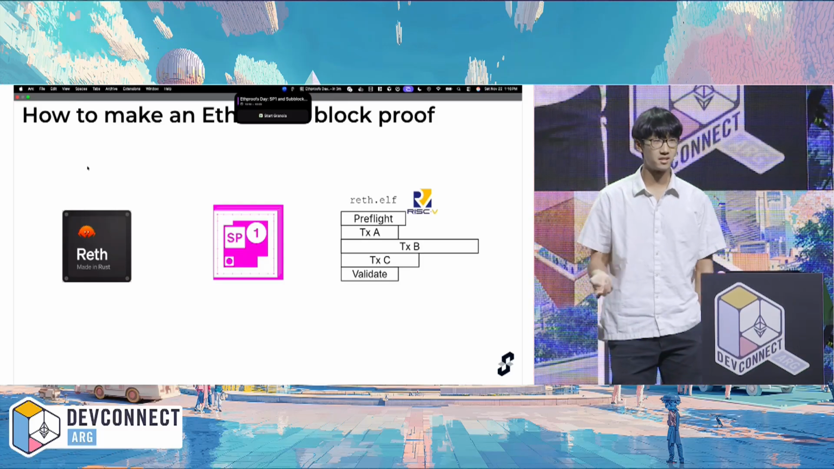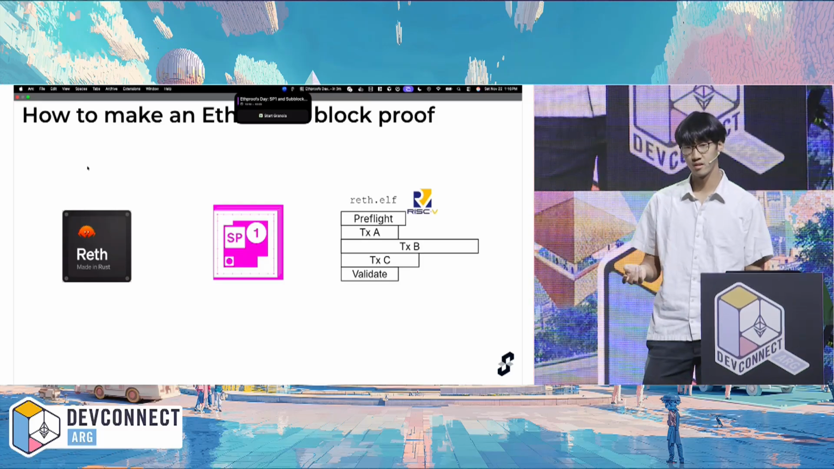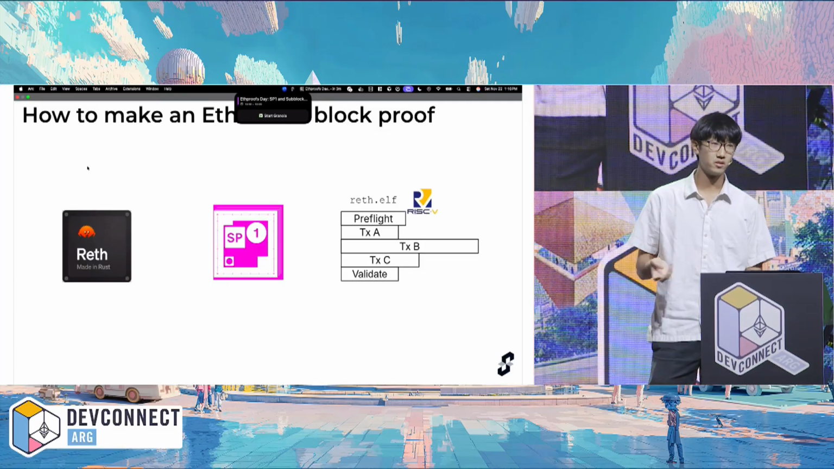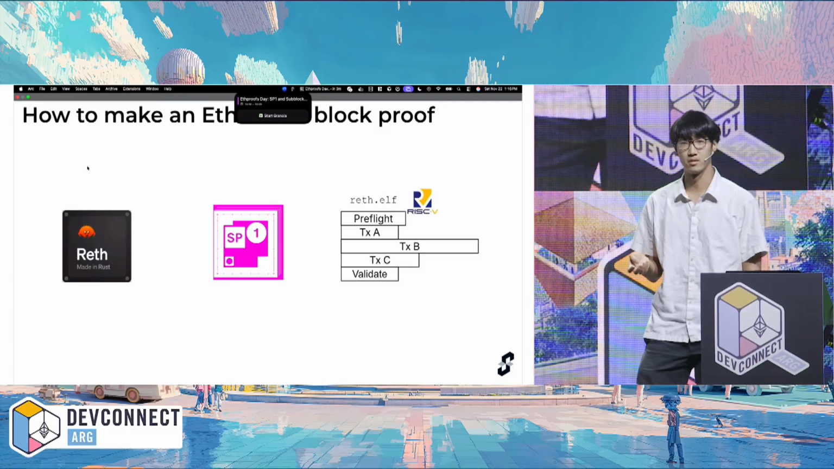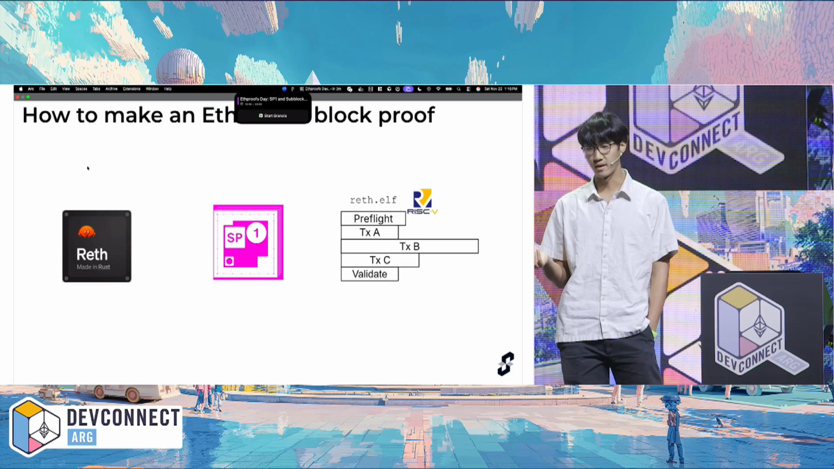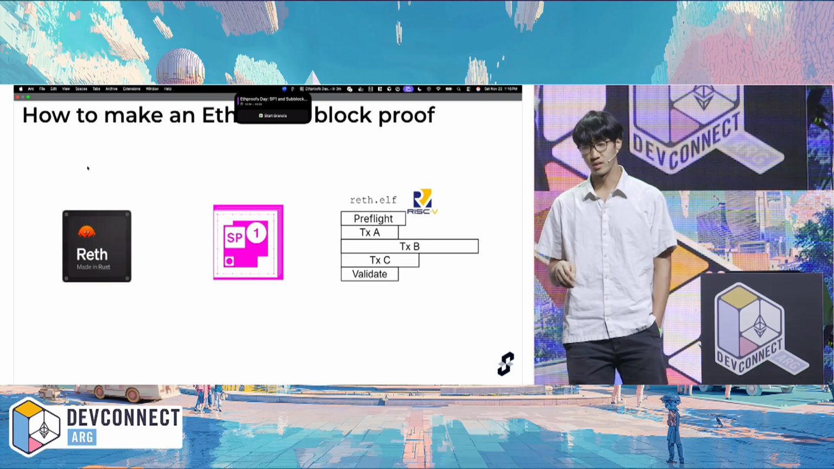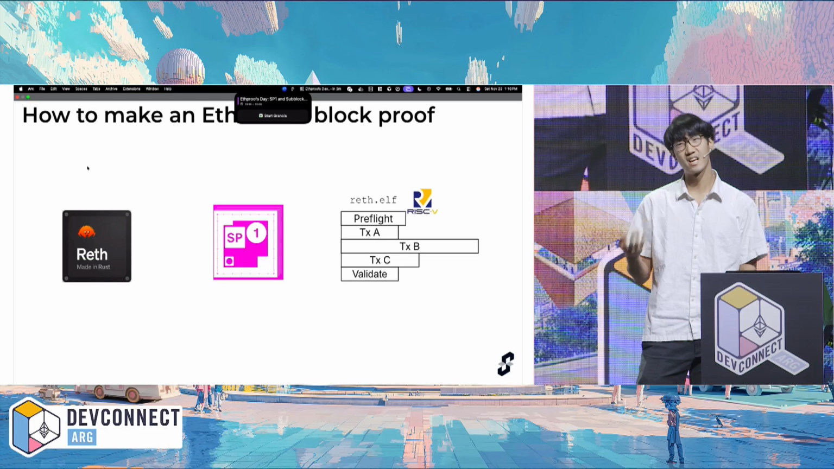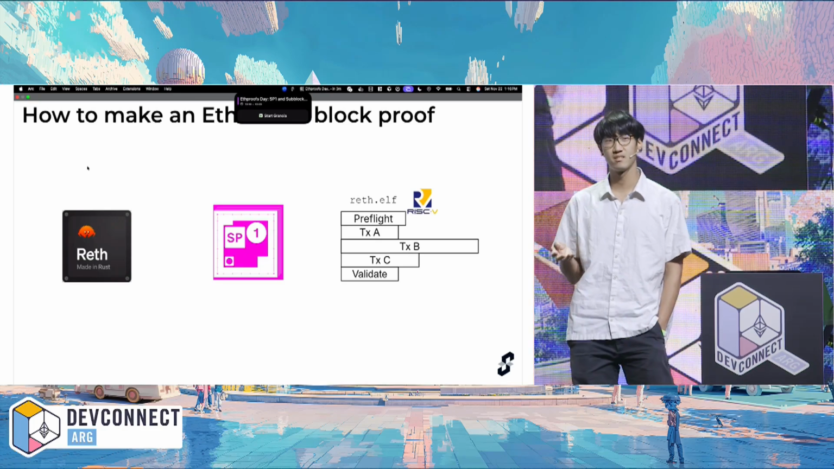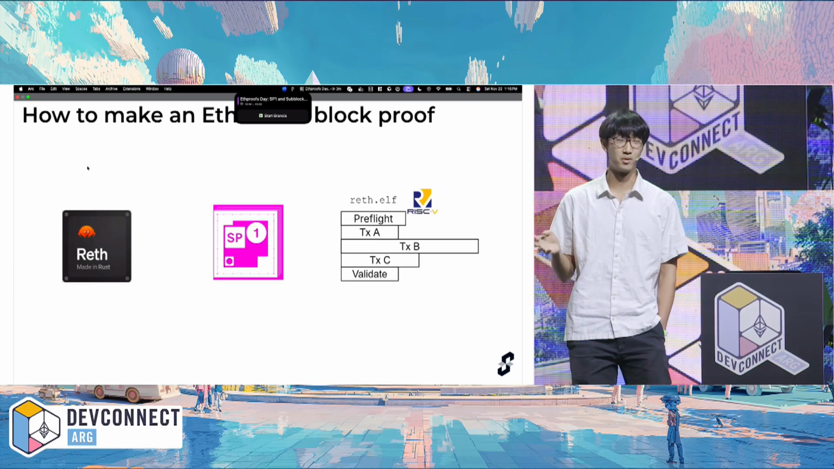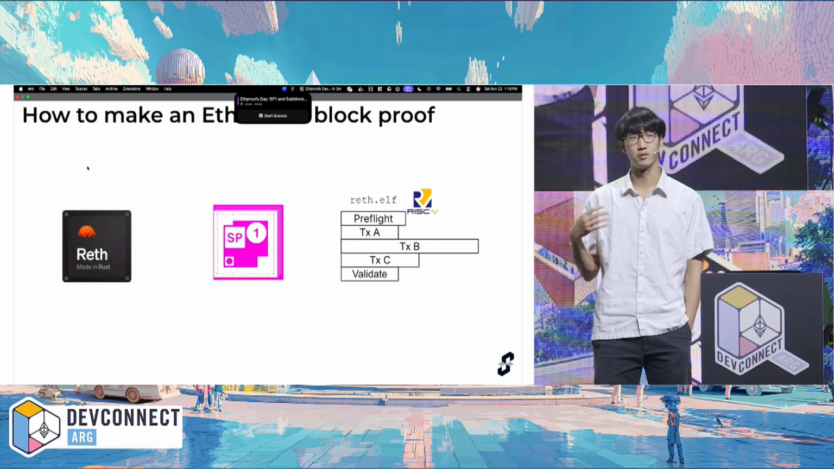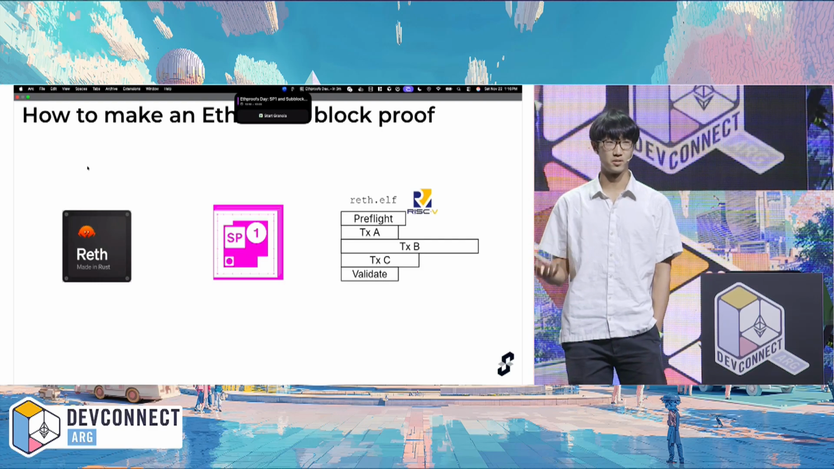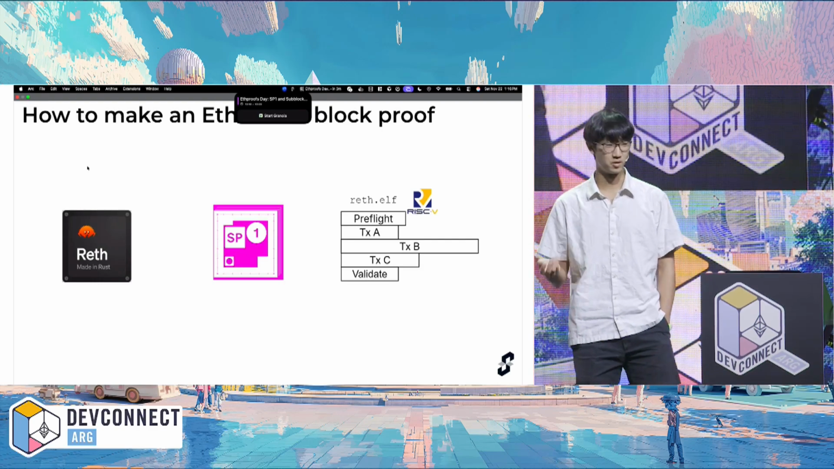So at a high level, how do we make an Ethereum block proof using a zkVM? First, you take an existing Ethereum client, such as Reth. You use SP1 or another zkVM to compile it down to some bytecode. In our case, we use RISC-V. And you can execute this bytecode inside the zkVM. And the anatomy of the exact Ethereum block proof, well, there's some pre-flight checks, there's the actual transactions themselves, and there's also some post-execution validation.